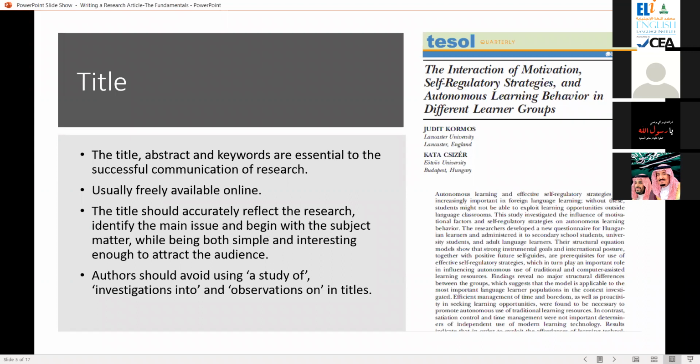Again, it has to identify the main issue. Whether you're in the field or not, just by looking at the title, you know what it's going to be about. You know the three variables or the three elements or the three factors that it's going to discuss: motivation, self-regulatory strategies, autonomous learning, and you know the different areas that it's going to cover. Some people would say that it's better to avoid the study of, investigation into, and observation on in titles. But again, I think you should refer to your field and whether this is a common practice or not.